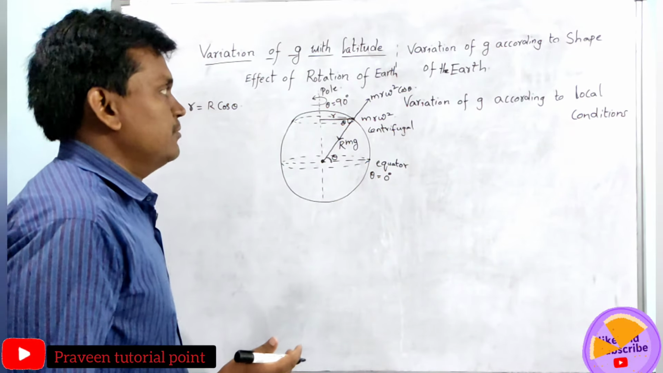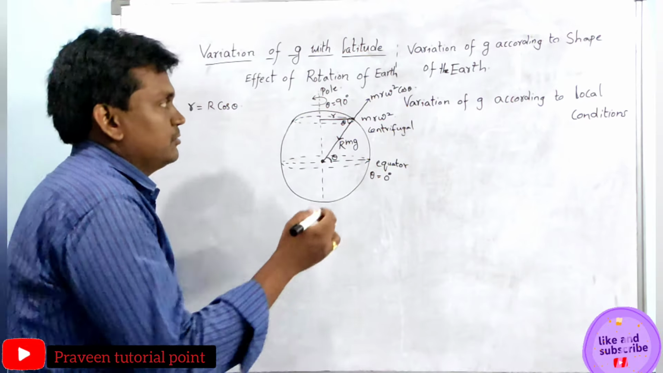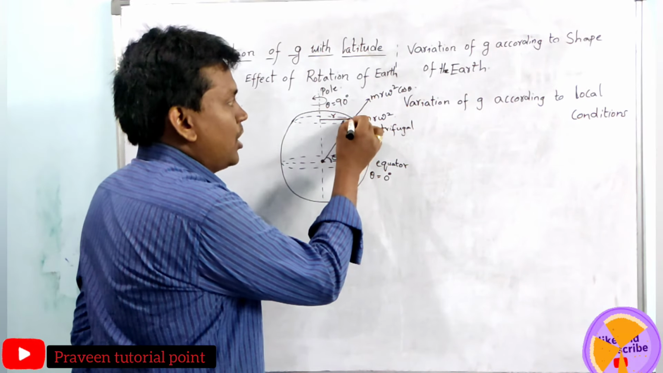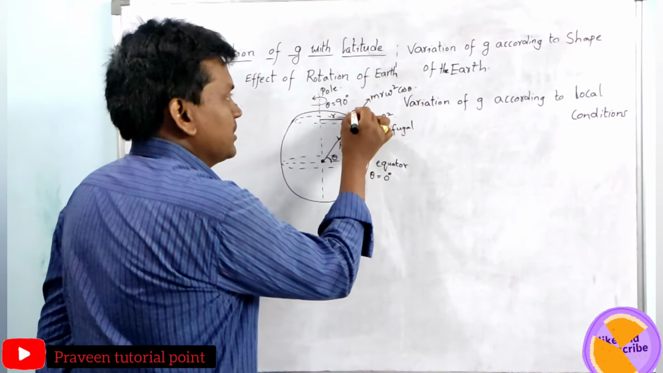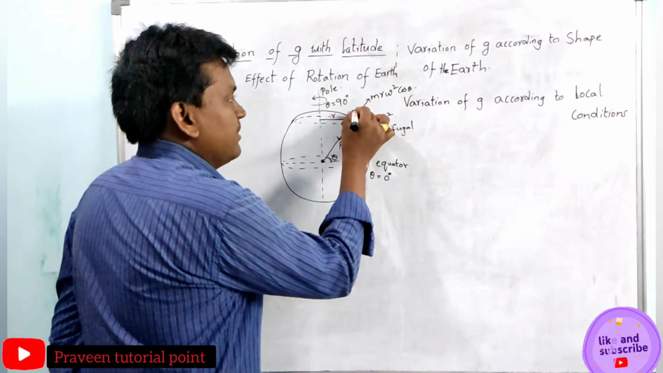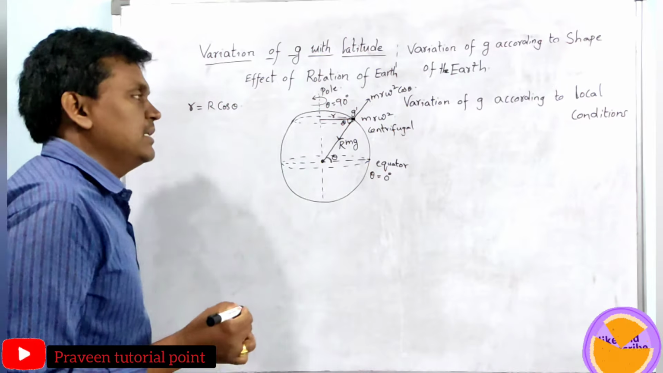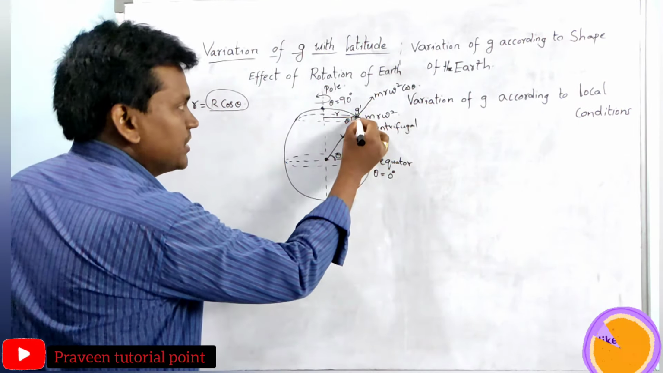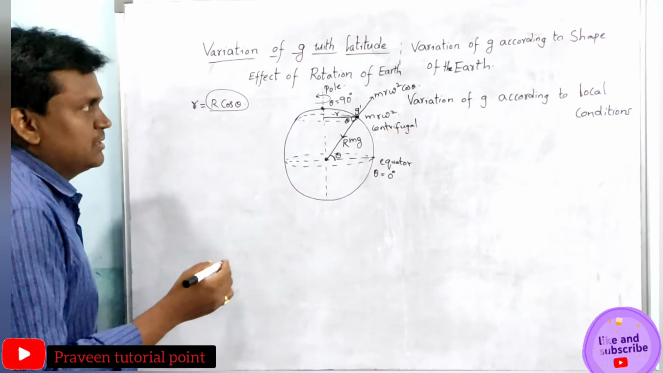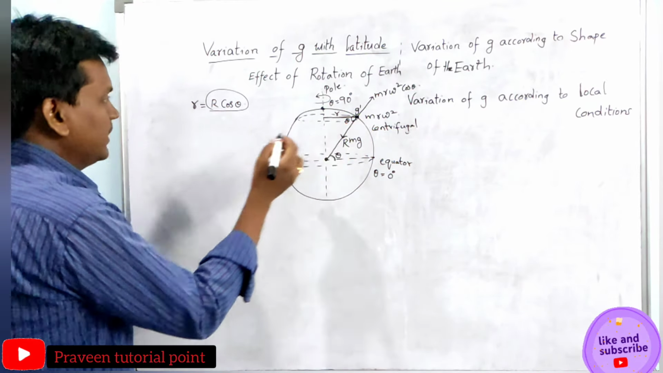So what is the force we have to find? On the surface of the earth, the inward force is mg. On the surface it is having some g dash. Let us consider that as g dash. And now let us find the force acting on the mass which is located here.